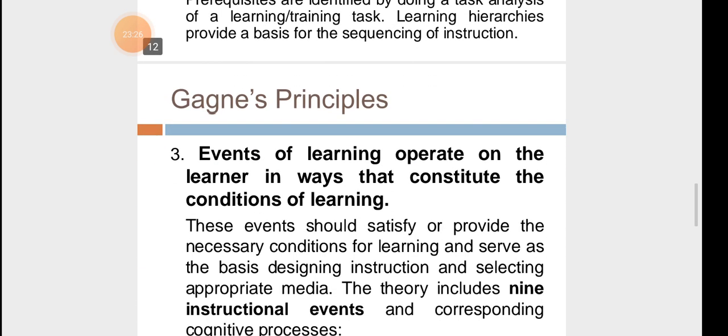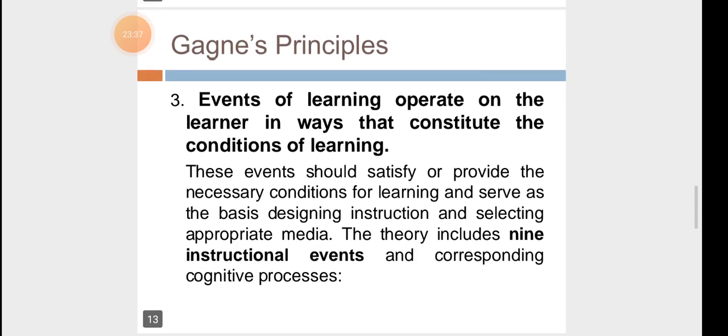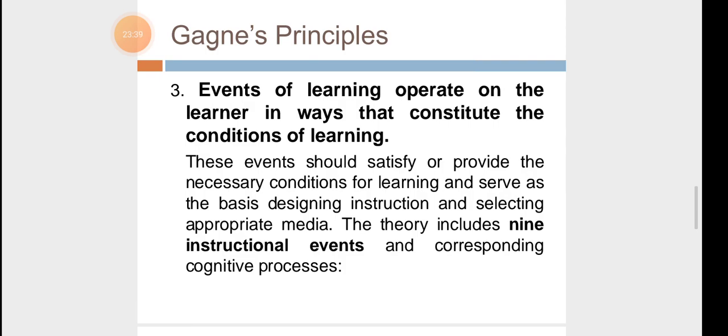Number 3, events of learning operate on the learner in ways that constitute the conditions of learning. These events should satisfy or provide the necessary conditions for learning and serve as the basis for designing instructions and selecting appropriate media. The theory includes 9 instructional events and corresponding cognitive processes.